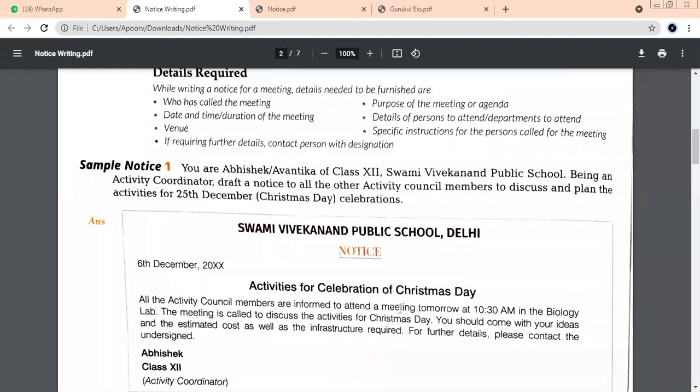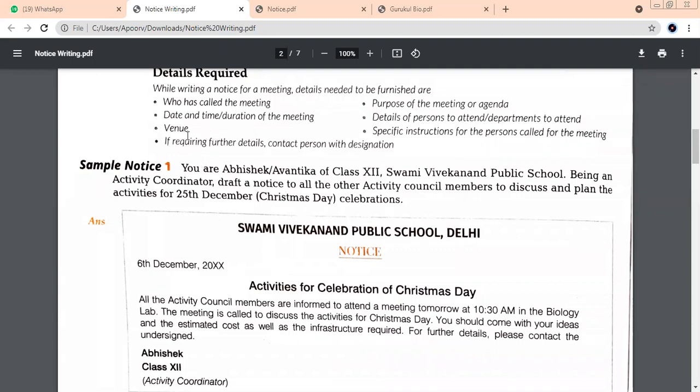Ma'am, date is 6th December. 7th December, because the notice is on 6th December and the meeting is tomorrow. You should not write like this. You always write the date over here. Tomorrow, that is 7th December. Please make the date clear. Never write tomorrow, day after tomorrow, nothing. Always write the proper date. And what is the time for the meeting? 10:30 a.m. Okay.